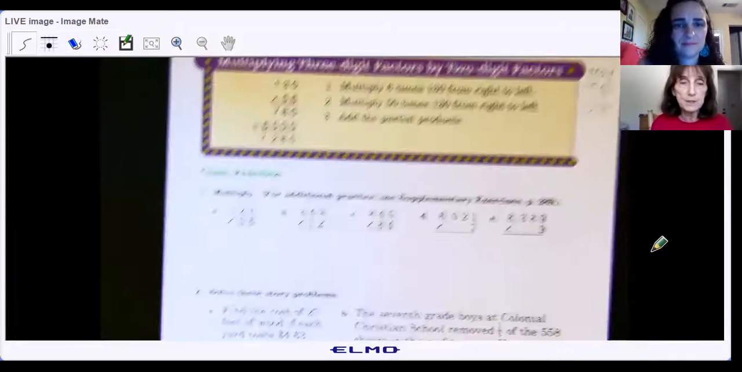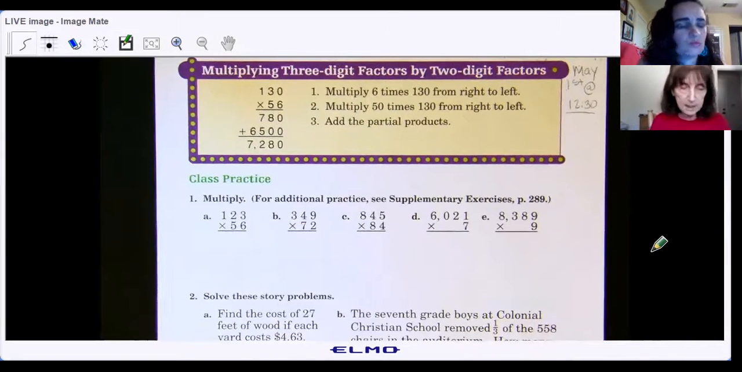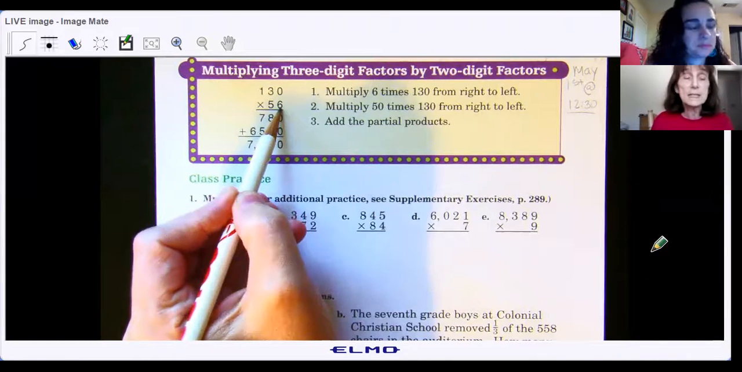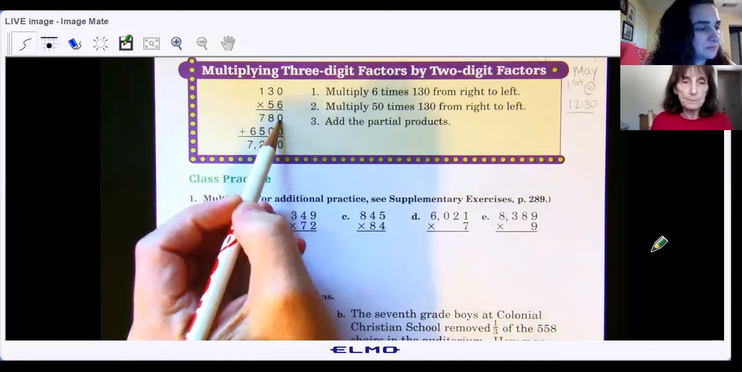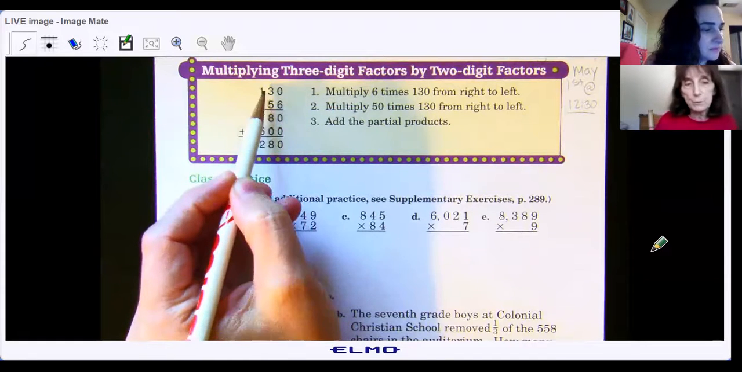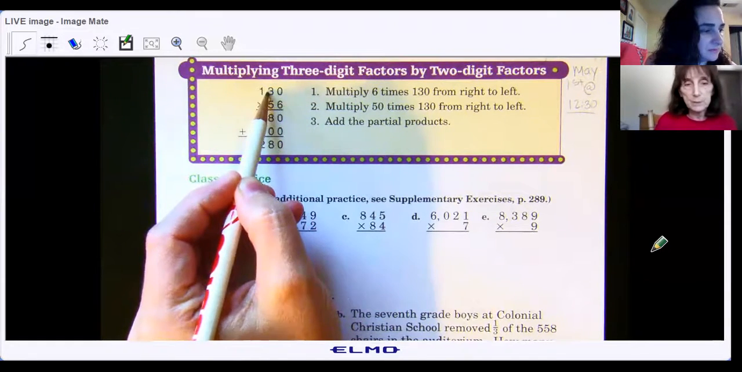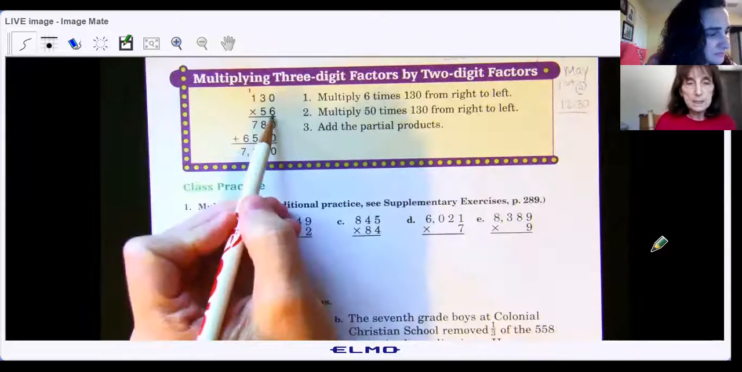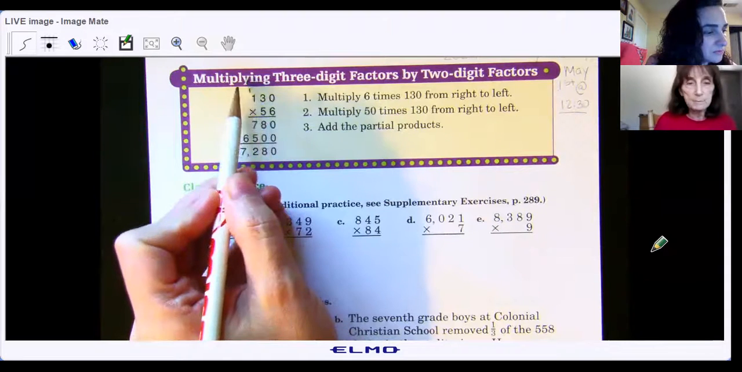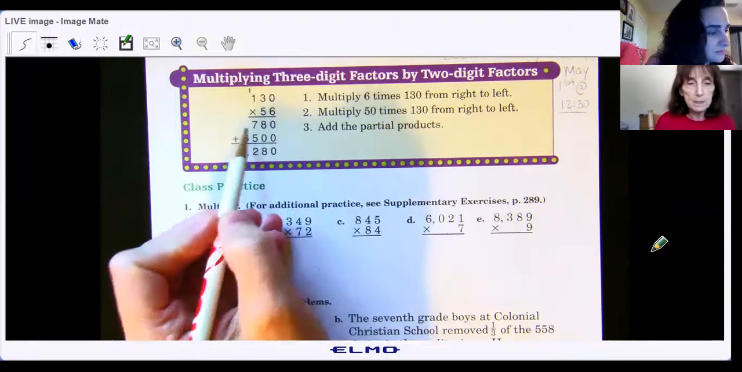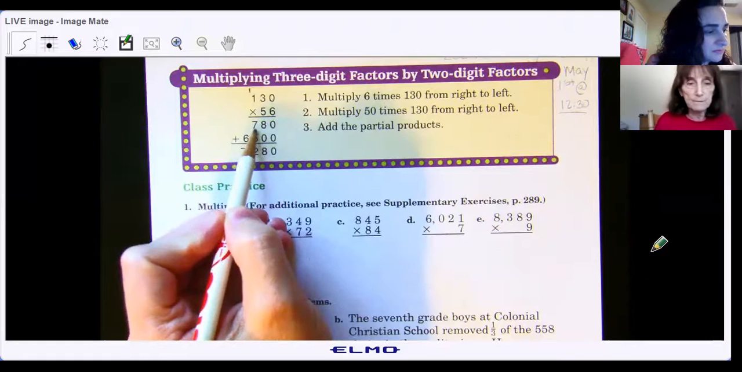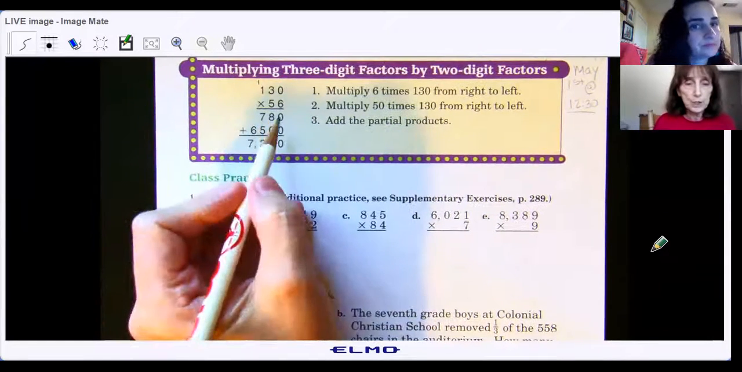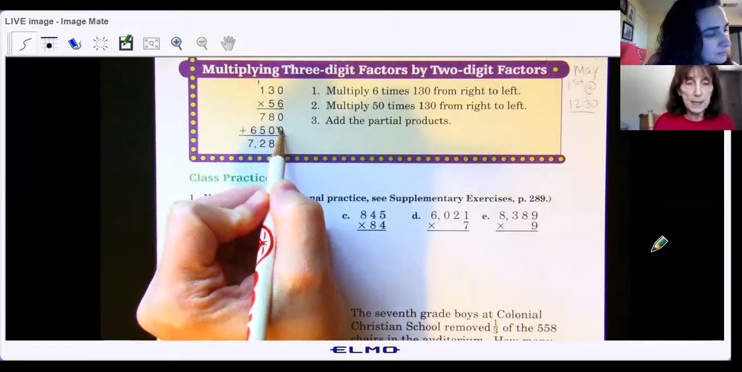130 times 56. Okay, always and forever, we're going to start in the ones column. So 6 times 0 is 0. Then you're going to multiply 6 times 3 is 18. Put down your 8 and carry your 1. And then 6 times 1 is 6, plus the 1 is 7. So 6 times 130 is 780. Now we're done with the ones. We're finished. So we're going to put our 0 there and put an X.